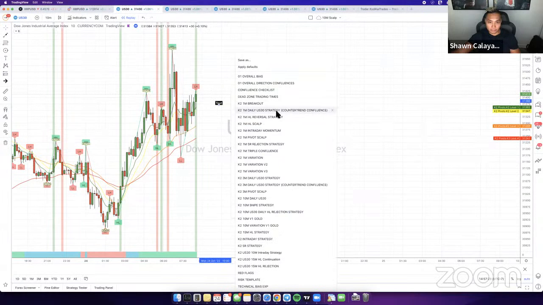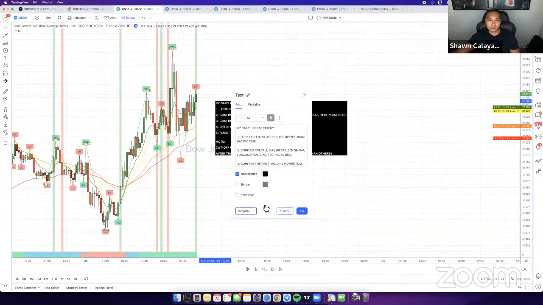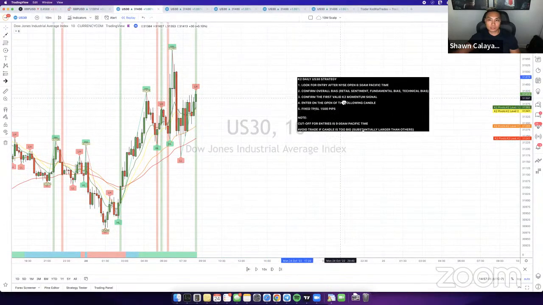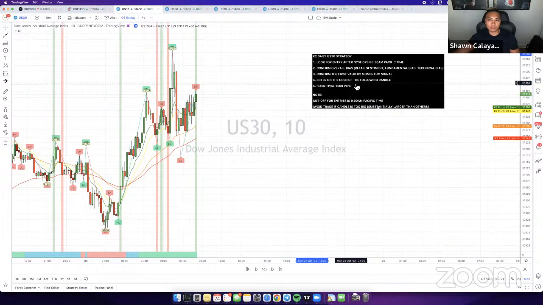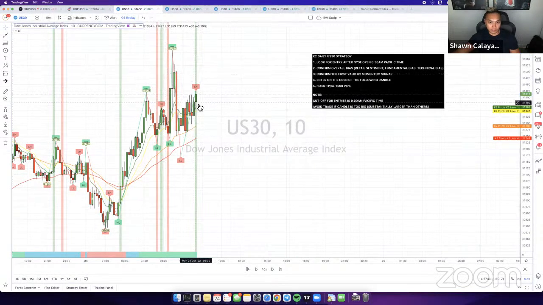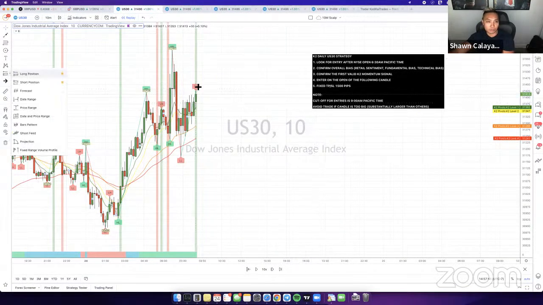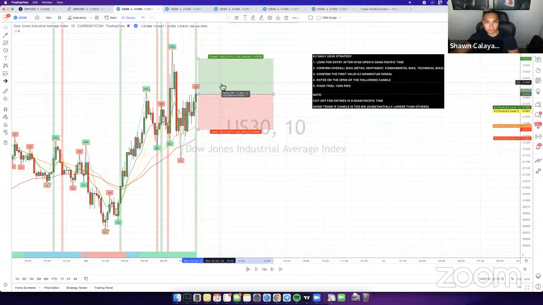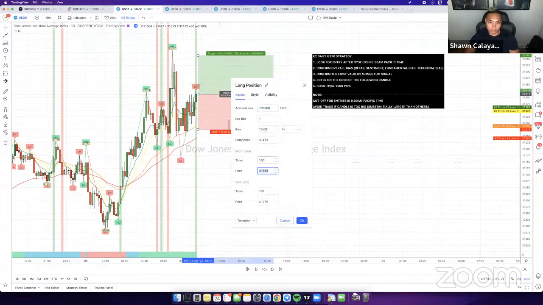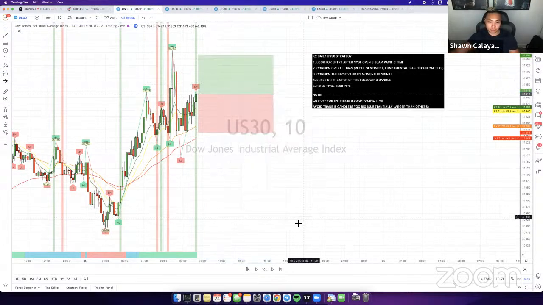So here is the 10-minute daily. You look for entry after 6:30 a.m. Pacific, confirm overall bias is buys, which is bullish. You confirm the first valid K2 momentum signal, and then you enter on the open of the following candle. This is the first momentum signal here that came up, which is valid at 8:30. It meets the criteria, came up before the cutoff at 9 a.m. So you would have taken this as an actual entry, Jonathan. This is the actual entry right here for the regular daily.